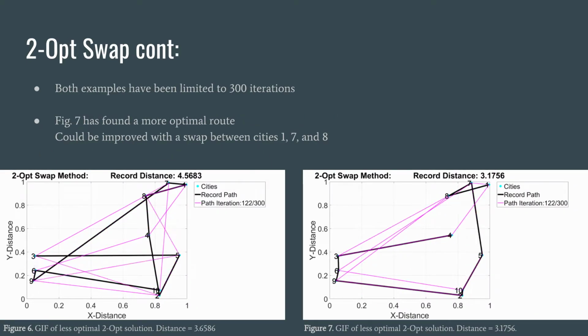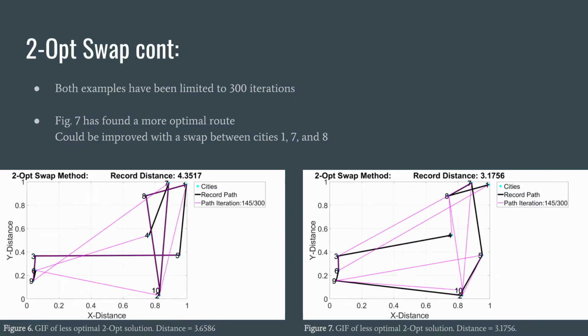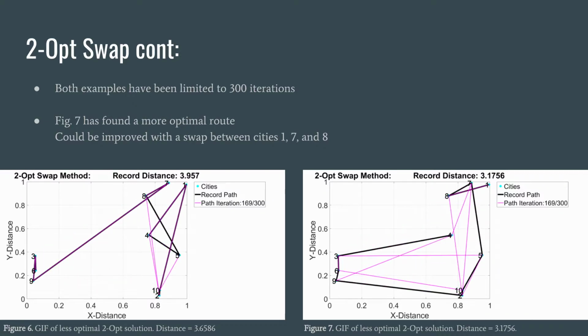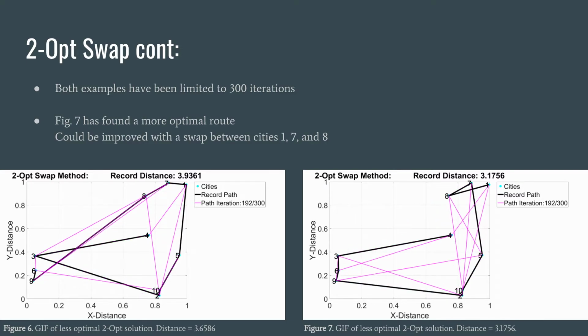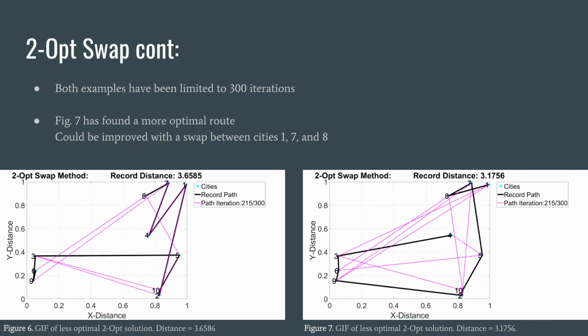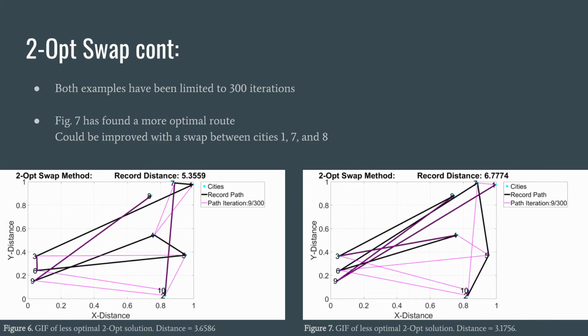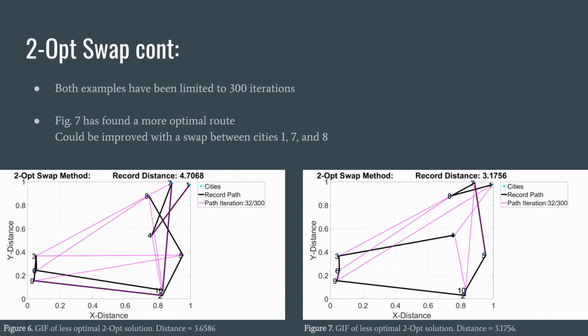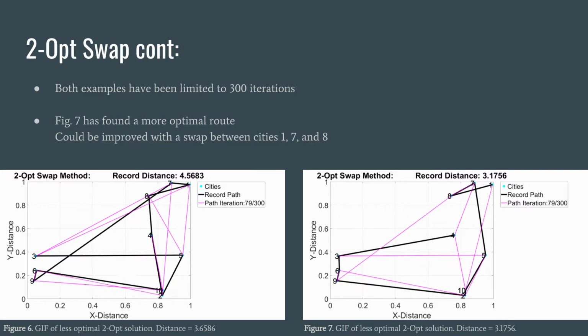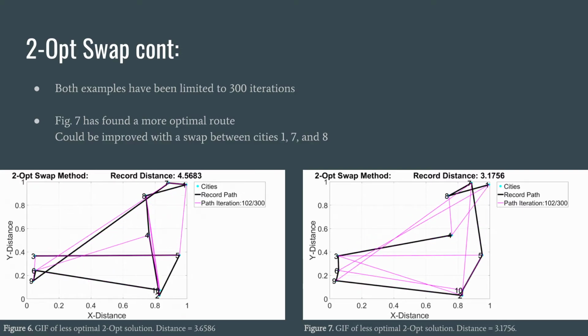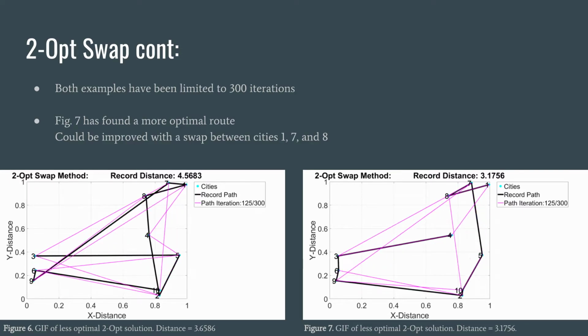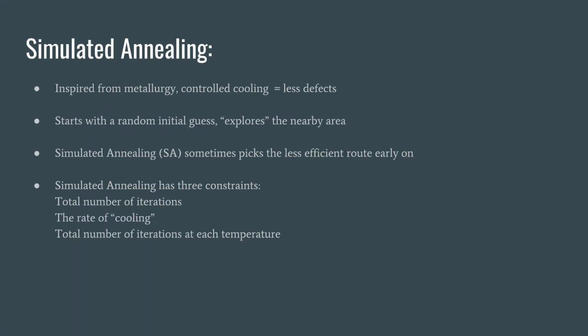In this example right here, I've limited both of the solutions to 300 iterations. Figure 7 has the more optimal route compared to Figure 6, as in the end it solves for a distance of 3, 1, 7, 5, 6. But looking at this, we know that we could easily improve it with a swap between cities 1, 7, and 8. Towards the end of the route, the path between city 1 and 8 crosses over the path between city 7 and 5. This isn't optimal. It can easily be fixed with a 2-op swap, hence why we average them and try it again.